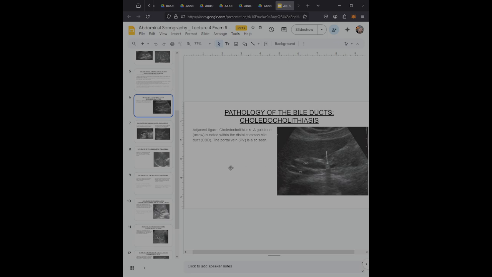Clinical findings of choledocholithiasis include jaundice, elevated liver function tests, and right upper quadrant pain. Sonographic findings include echogenic foci within the bile duct, which may or may not shadow, and these have a very distinct shadow, and there may be some biliary dilatation. So within this image, a gallstone is noted within the distal common bile duct, and the portal vein is also seen, and this is the common bile duct.